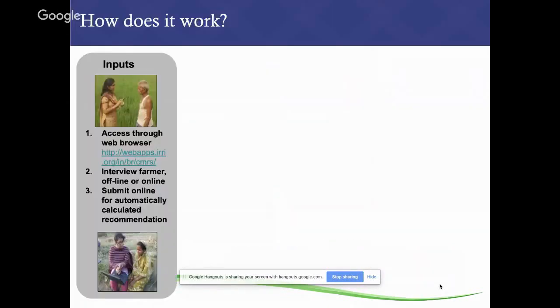How it works: we interview the farmer using a mobile phone, a tab, or a laptop. It can be accessed through the browser. The interview can be done offline or online using a set of 10 to 15 questions. Once the interview is done, we submit the answers to the cloud-based server.